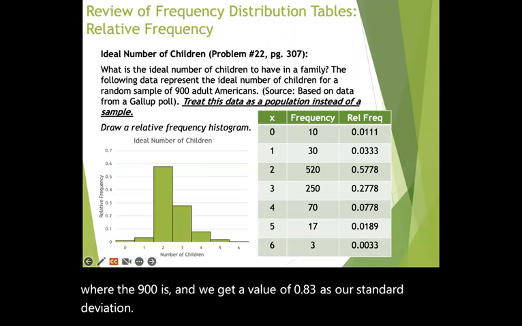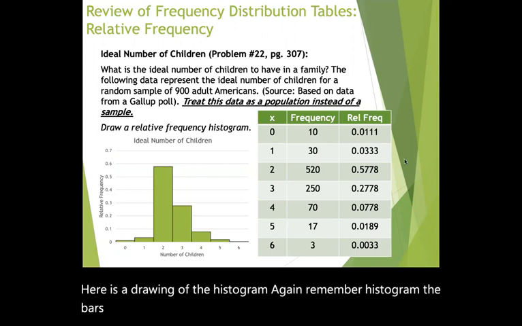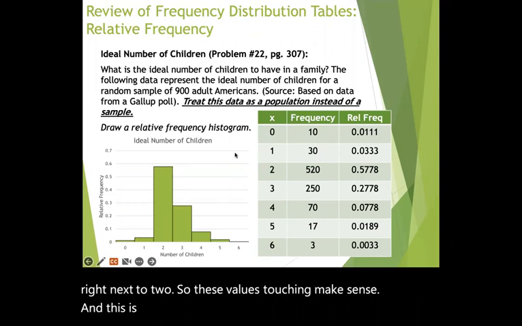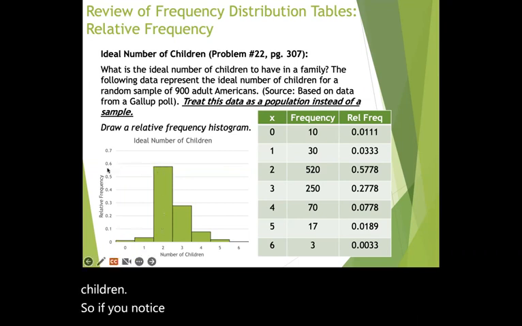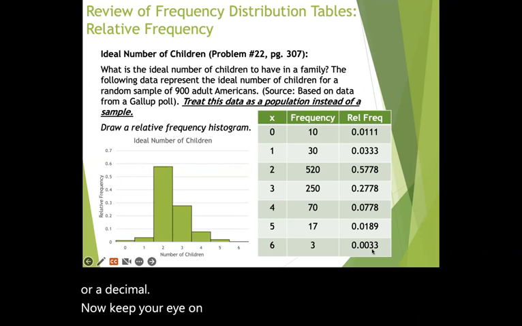Now, here is a drawing of the histogram. Again, remember, in a histogram the bars touch because 0 is right next to 1 is right next to 2. So these values touching makes sense. And this is a relative frequency histogram for ideal number of children. So if you notice, the height of the bar corresponds to a percentage or a decimal. Now, keep your eye on this column here and see what will happen next.